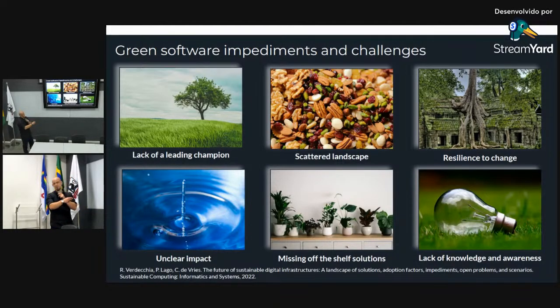There's also a scattered landscape. You have a lot of different technological frameworks, let's call them. So it's really hard to have solutions which work in general.